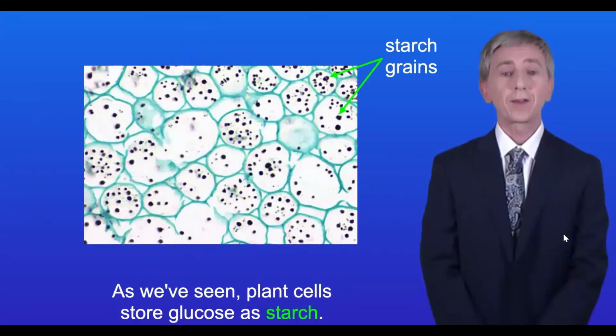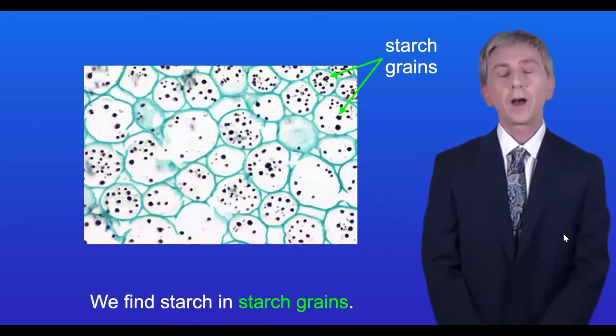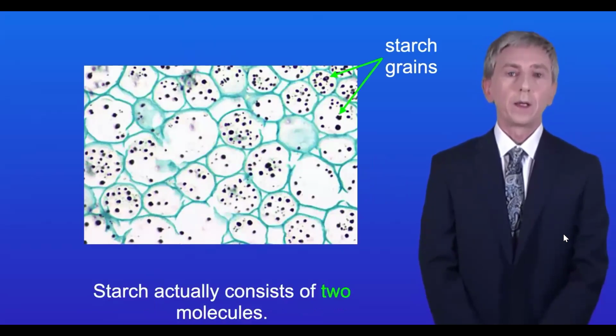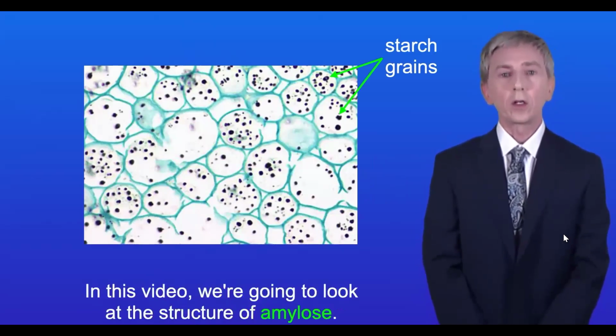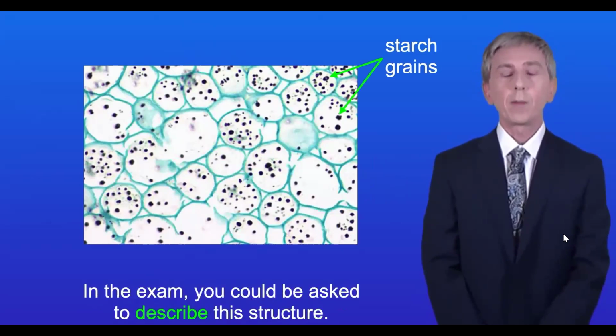Okay, so as we've seen, plant cells store glucose as starch, and we find starch in starch grains. Now starch actually consists of two molecules. These are called amylose and amylopectin. In this video, we're going to look at the structure of amylose. And remember that in the exam you could be asked to describe this structure.